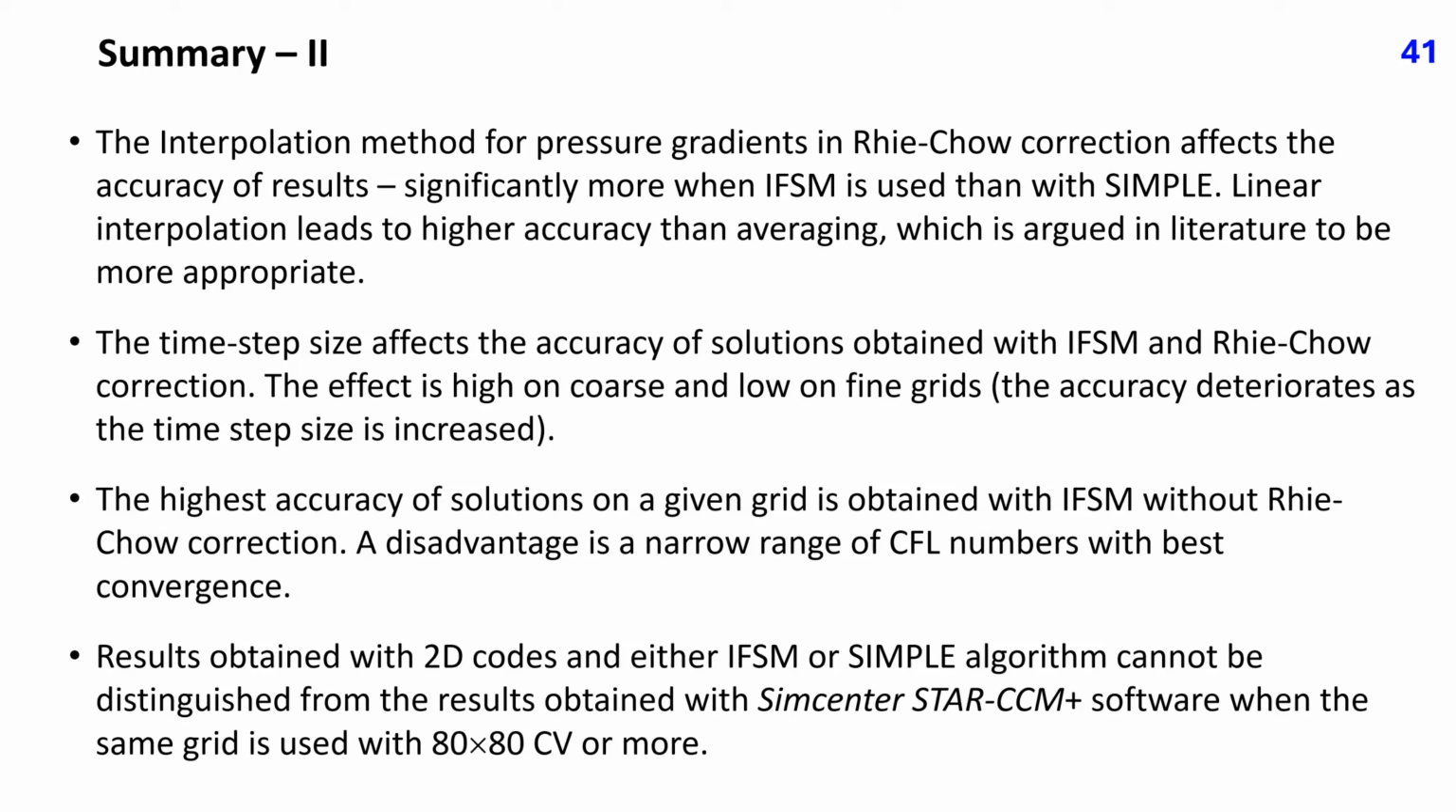The highest accuracy of solutions on a given grid is obtained with IFSM without Rhie-Chow correction. A disadvantage is a narrow range of CFL numbers with best convergence. Results obtained with 2D codes and either IFSM or SIMPLE algorithm cannot be distinguished from the results obtained with Simcenter STAR-CCM+ software when the same grid is used with 80 by 80 cells or more.